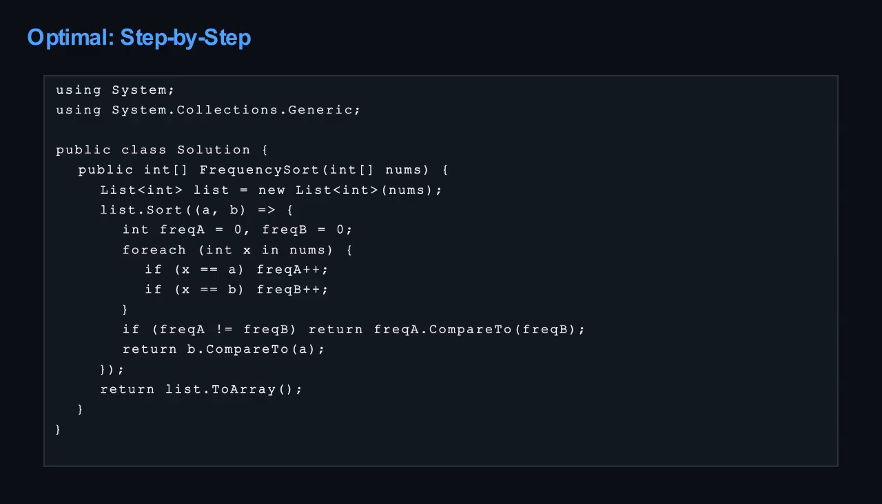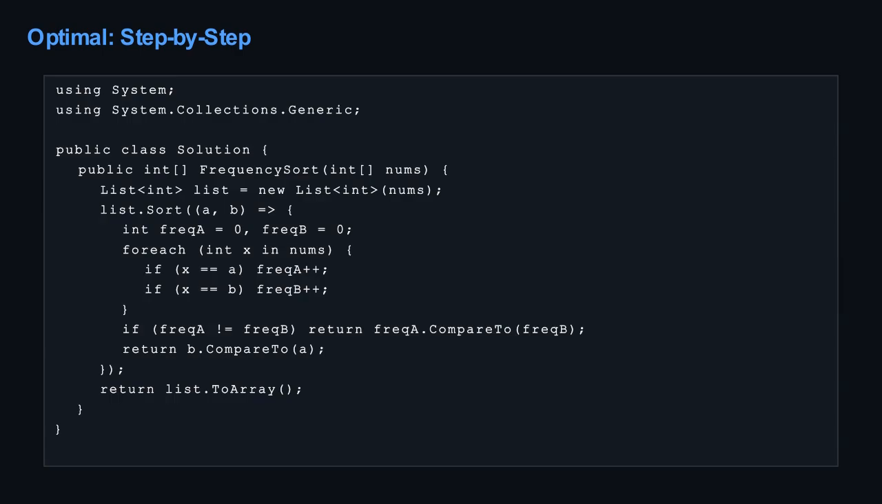When comparing 3 and 1, 3 has frequency 1, 1 has frequency 2. Since 1 is less than 2, 3 comes before 1. When comparing 2 and 1, 2 has frequency 3, 1 has frequency 2. 2 comes after 1. Consider two 2's, both have frequency 3. The tiebreaker rule applies, sort by value descending. So a 2 remains before another 2.